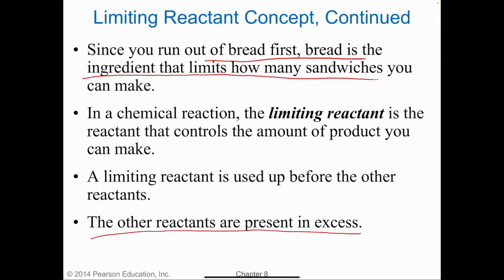So the key idea is that a limiting reactant is the one that's going to be used up first. It's going to run out first, and then all the other reactants are in excess. You should have extra of those when you're all done, just like we had 1 extra piece of cheese.